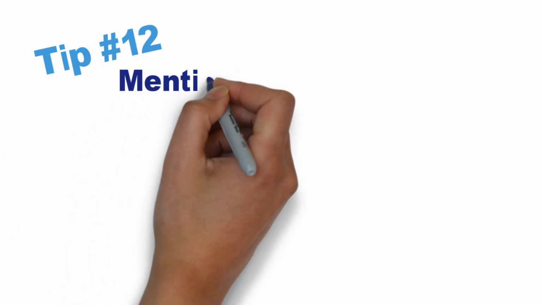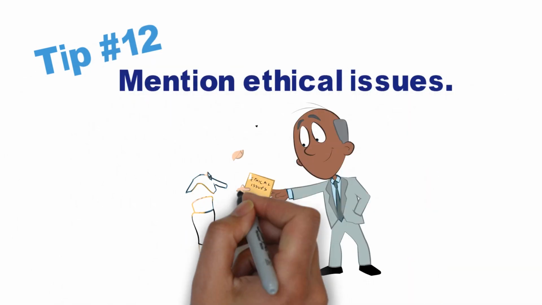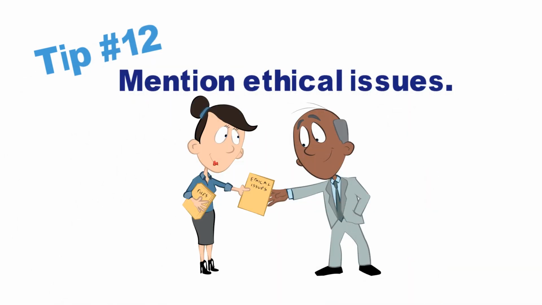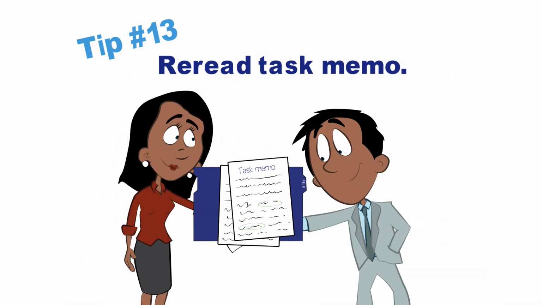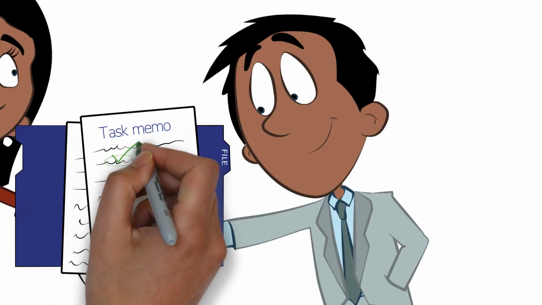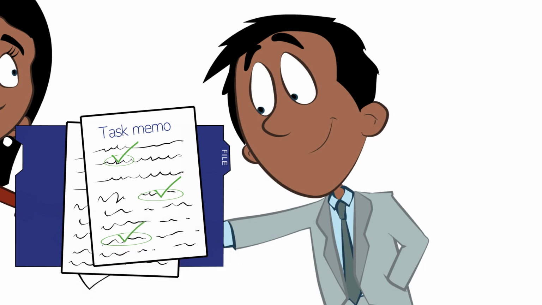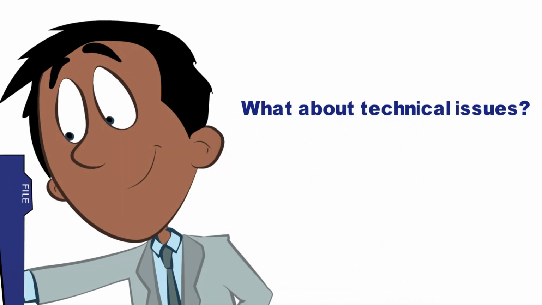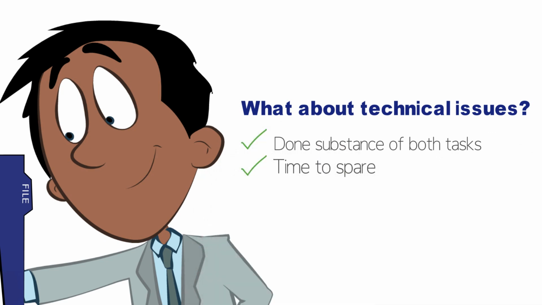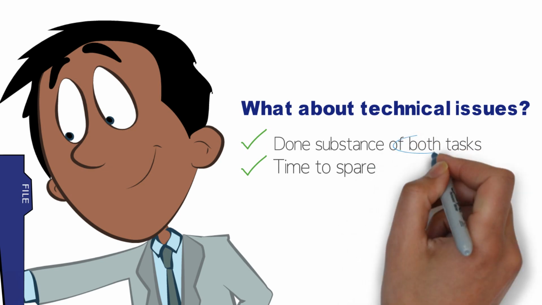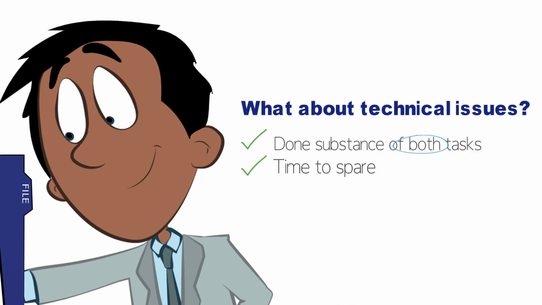Tip number 12, mention relevant ethical issues. Competent attorneys are proactive in raising any issues that should affect a supervisor's decision-making. Tip number 13, after drafting your work, reread the memo from your hypothetical supervising attorney to make sure you did not miss anything substantive. Normally, you should not proofread or tweak technical issues unless you're finished with the substance of both MPT assignments and you still have time to spare. Again, you should only hit technical things once you're finished with the substance of both MPT assignments.